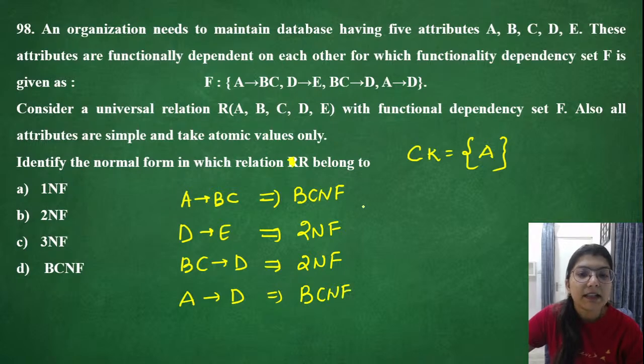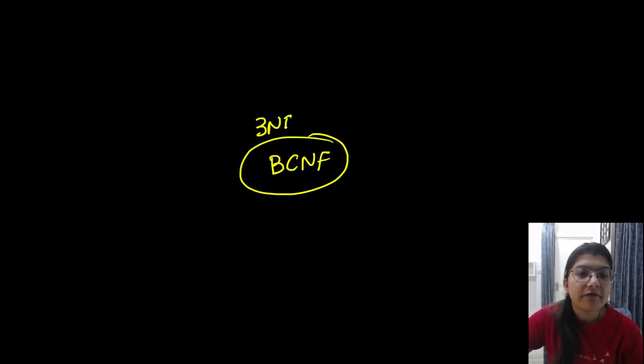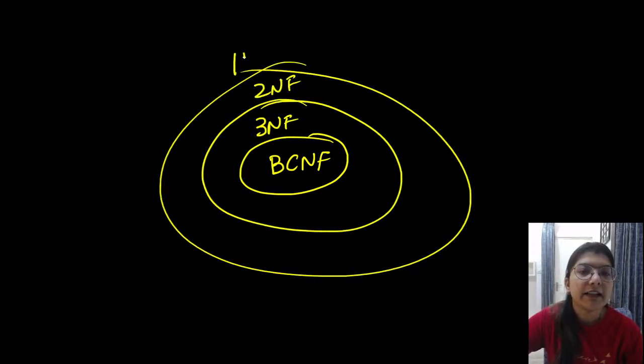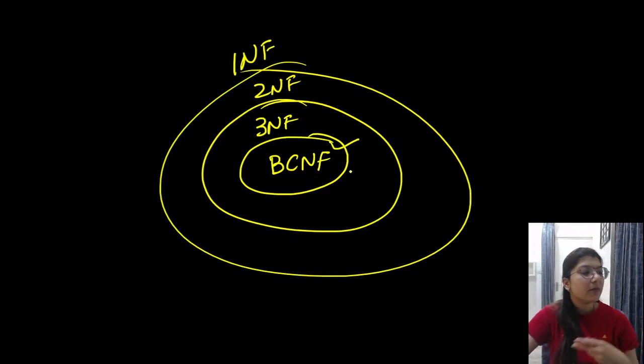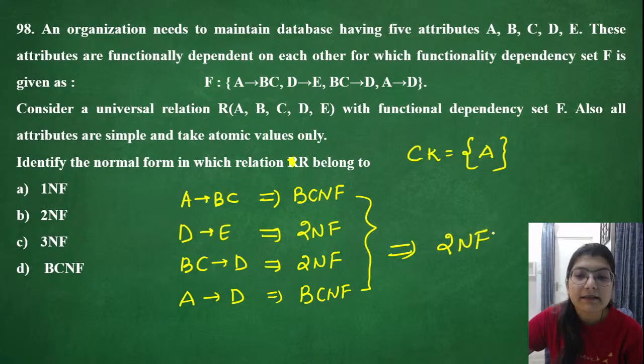A determines D is BCNF. But out of all these four, since not all four are in BCNF, and we know that if a functional dependency is in BCNF, then it will be in 3NF also, 2NF also, and 1NF also. This is what we have studied. So the final answer is 2NF.